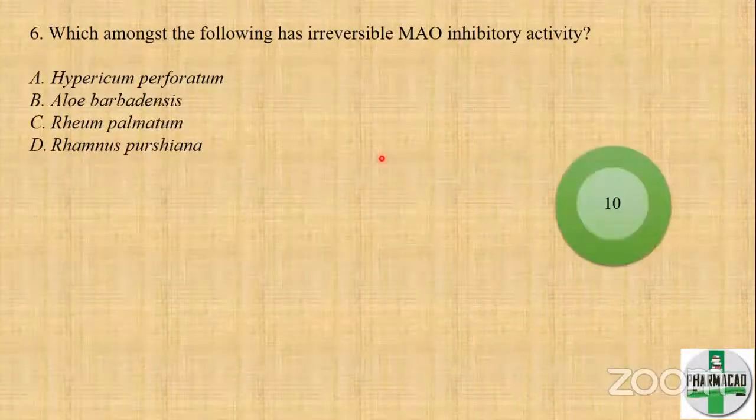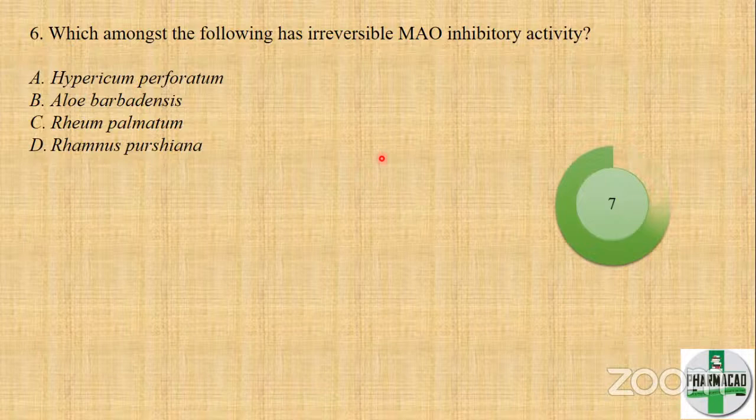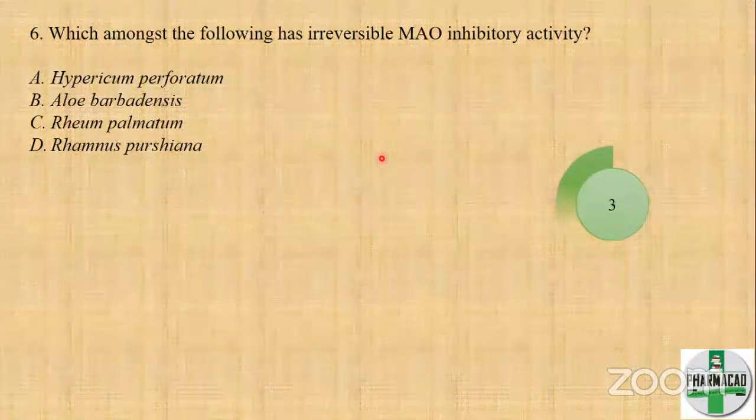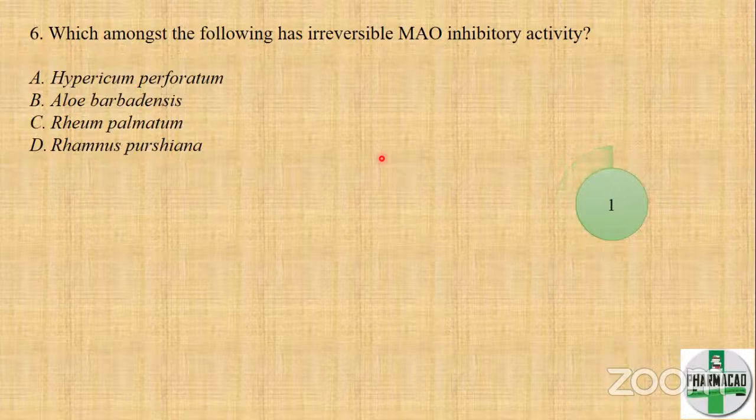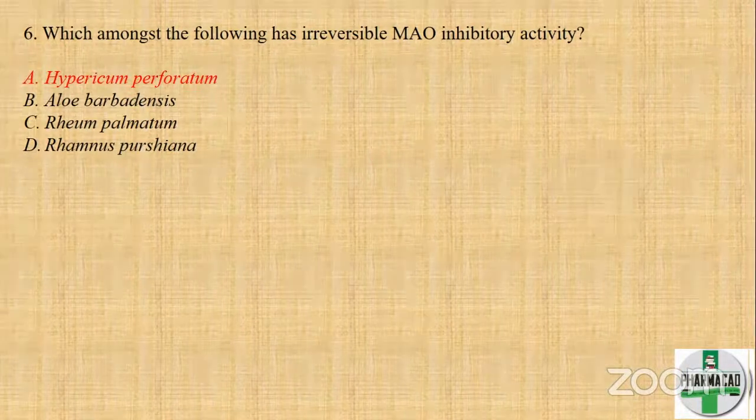Which amongst the following has irreversible MAO inhibitory activity? Okay, तो MAO inhibitory activity कहाँ किसमें है? Aloe है, rhubarb है, Rhamnus purshiana और Hypericum है. तो if you have to look, इसका answer again direct है, Hypericum perforatum.